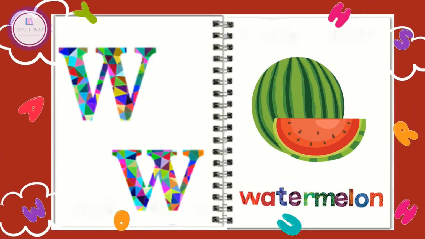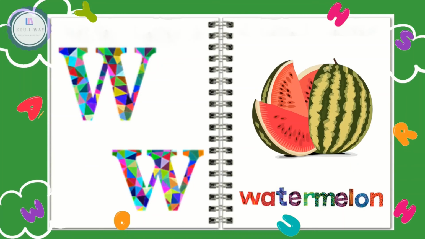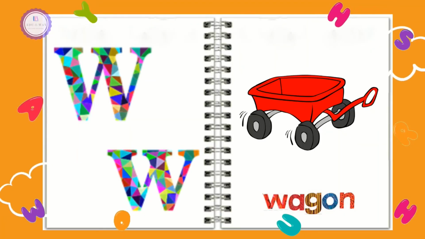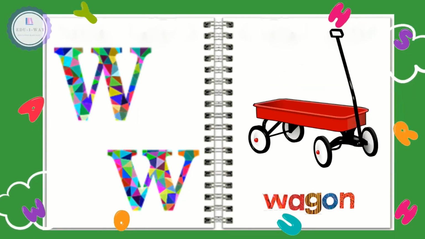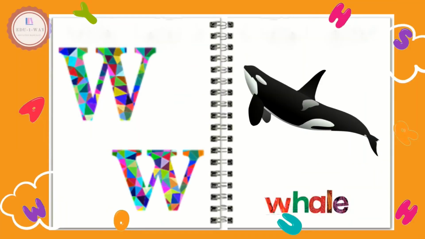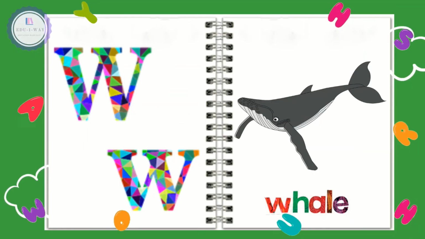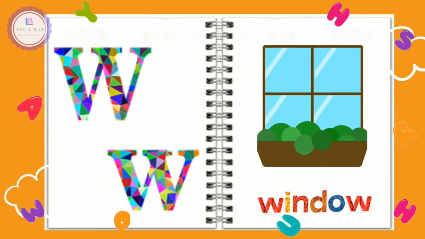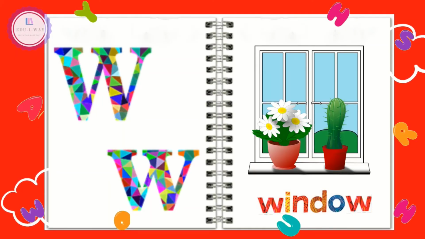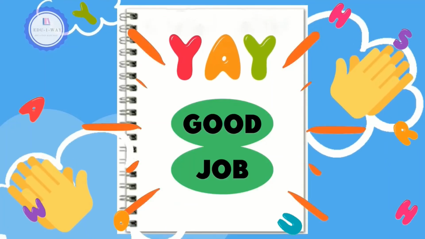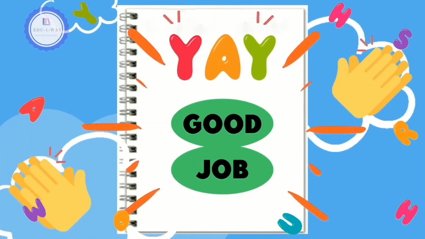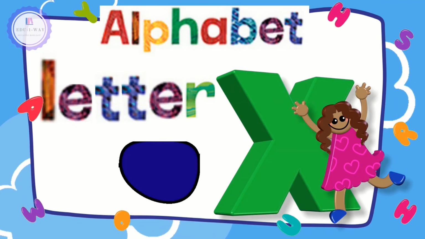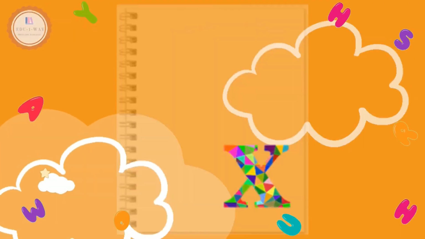Wa for watermelon. Watermelon, watermelon, watermelon. Wa for wagon. Wagon, wagon, wagon. Wa for whale. Whale, whale, whale. Wa for window. Window, window, window. Hey, good job! Letter X. X, X.